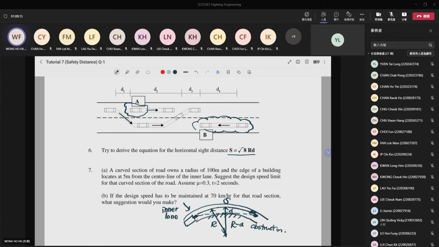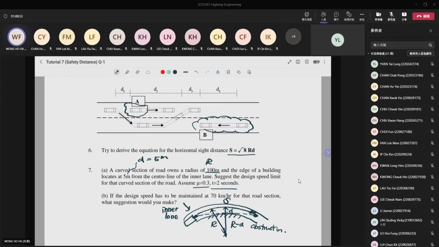Okay, now we have a question. A curved section of road has a radius of 100 meters. That means R is equal to 100 meters. And the edge of a building is located 5 meters from the center of the lane. That means D is equal to 5 meters. Suggest the design speed limit for the curved section of the road. Assume mu is equal to 0.3, while the reaction time is equal to 2 seconds.